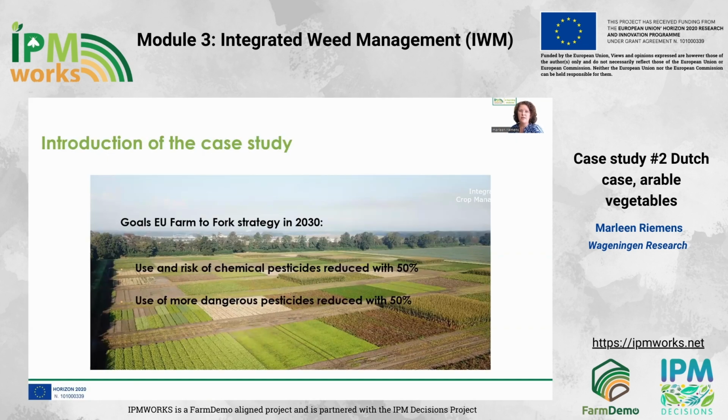In the Netherlands, we work together with our research partners to design a crop management system that prevents diseases, pests, and weeds as much as possible. In this way, we hope to provide farmers with a cropping system that is able to meet the requirements of the Farm to Fork strategy, to reduce the use and risk of chemical pesticides by 50% and the use of more dangerous pesticides by 50% in 2030. We define the term more dangerous pesticides as the substances on the EU candidates for substitution list.